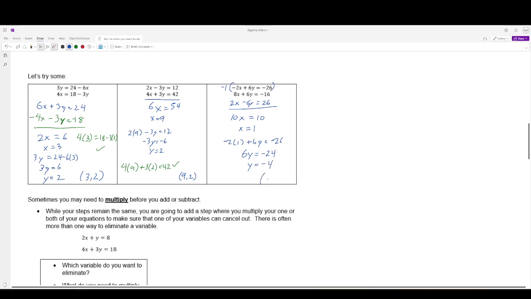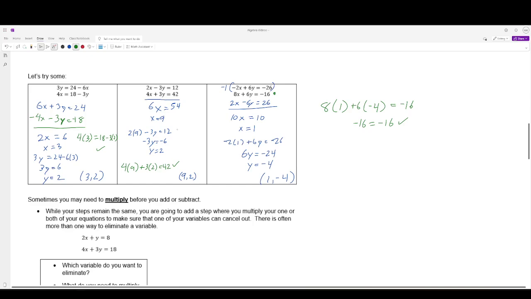So our proposed solution is 1, negative 4, and we're going to use our other equation to check it. I didn't make it green, but we'll make it green here. So we have 8 times 1, that's 8, plus 6 times negative 4, that's 8 minus 24, equals negative 16. 8 minus 24 is negative 16. That checks out, so we do have the correct solution. So these were easier because we didn't have to multiply things except for changing the signs.